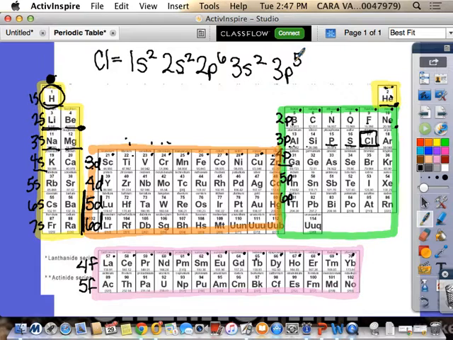Also, if you would note, if you look at the third energy level, you've got a total of 2 plus 5, which would give you 7 valence electrons. And if you look where chlorine is located, it's located in group 17, and it's supposed to have 7 valence electrons, which is exactly what we have over here.